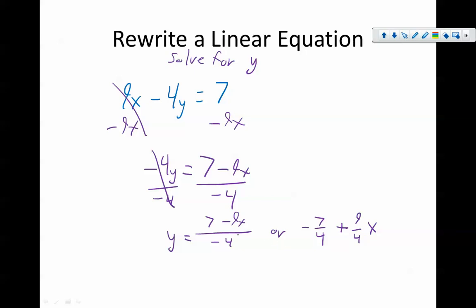Check with your teacher to decide which one they like better, because you might have it one year like this, and then your next teacher the next year is going to say, ah, well, no, I'd rather see it this way. So check with your teacher with what they want, okay? But be familiar with both, all right?